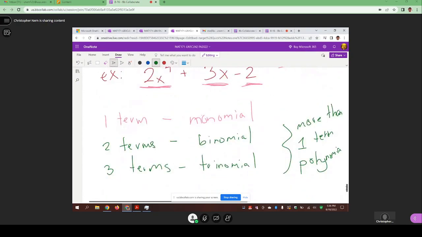And I think this is a very good closing point right here. So we'll stop here for today, and then we'll continue on polynomial operations tomorrow.